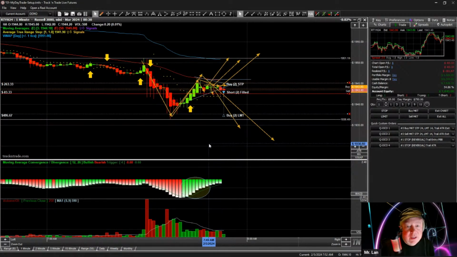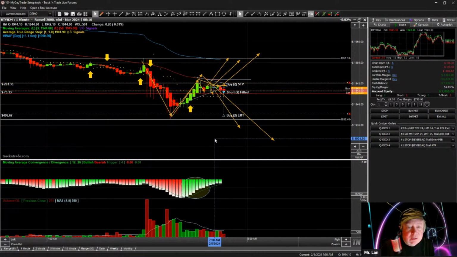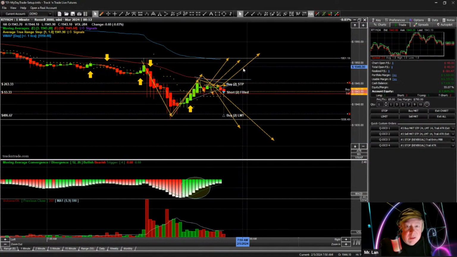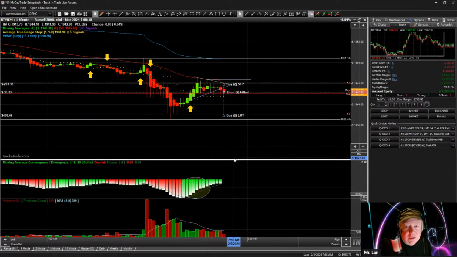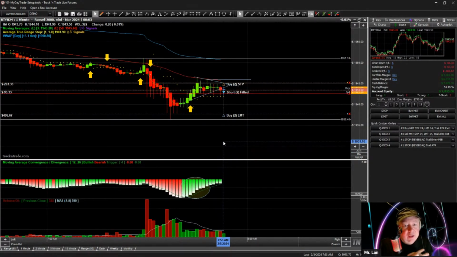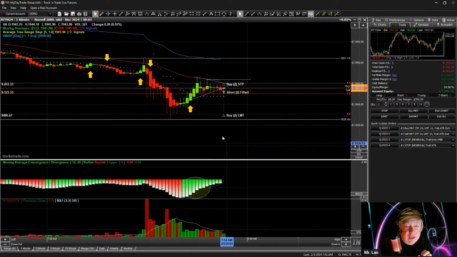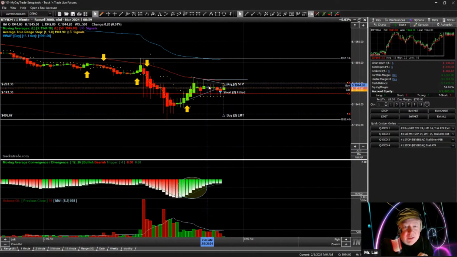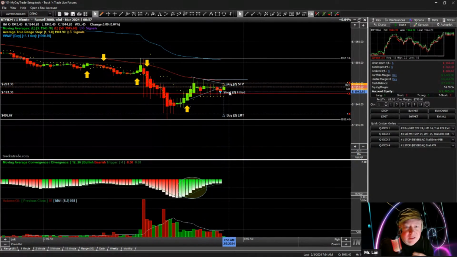Come on, you dumb thing. It's gone tired on us. Just died. Got all these arrows. Let's get rid of those. We're short 2 right now, but it doesn't look like it wants to drop either. Look at all these rotten bars. Topping tail, bottoming tail, bottoming tail. There's nothing. It's completely dead.